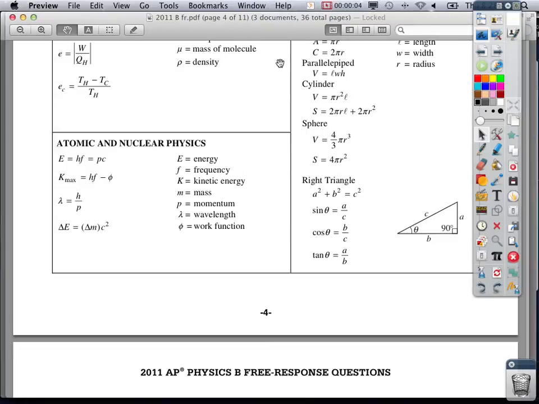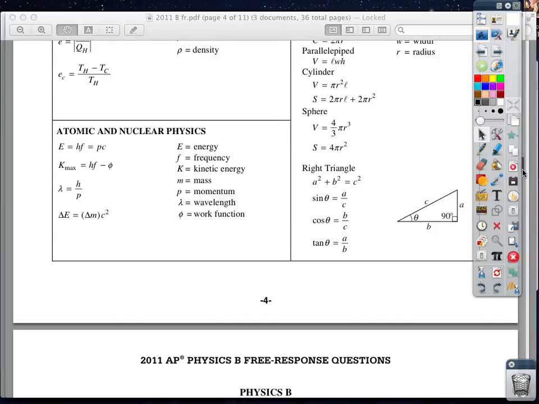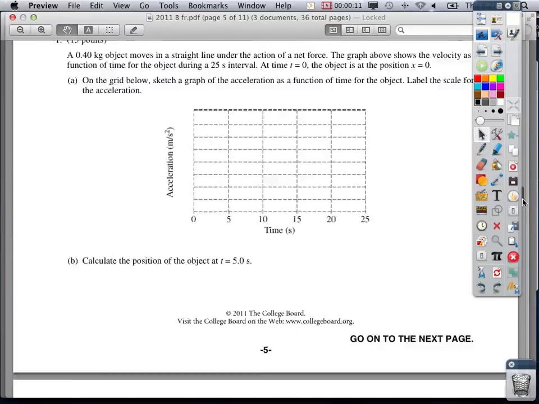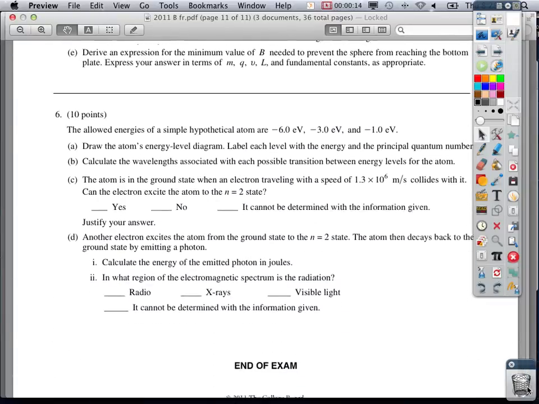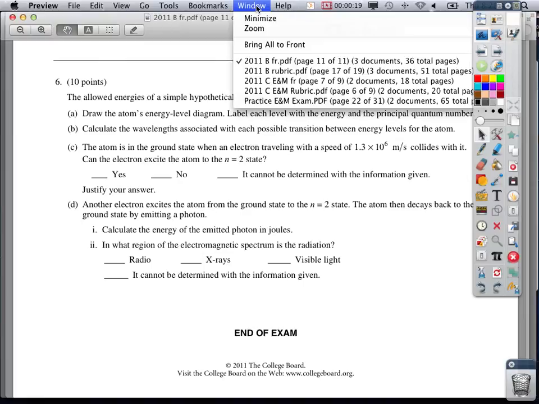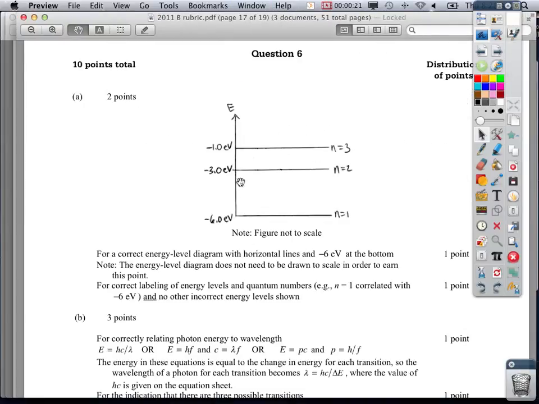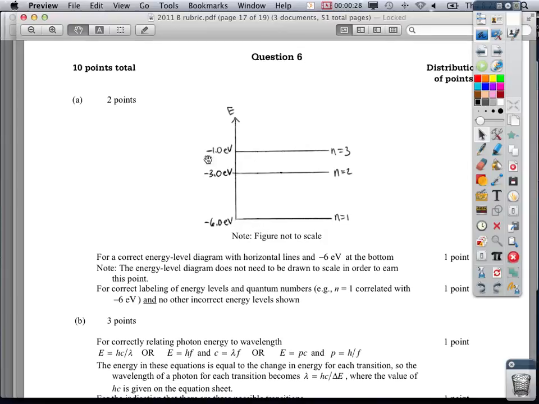They asked for the energy levels. So they asked for an energy level diagram. Energy level should make you think of chemistry, so this should look pretty standard. The only tricky thing here is remembering that the higher energy is going to the bottom, because this energy is the amount of energy required to remove an electron.